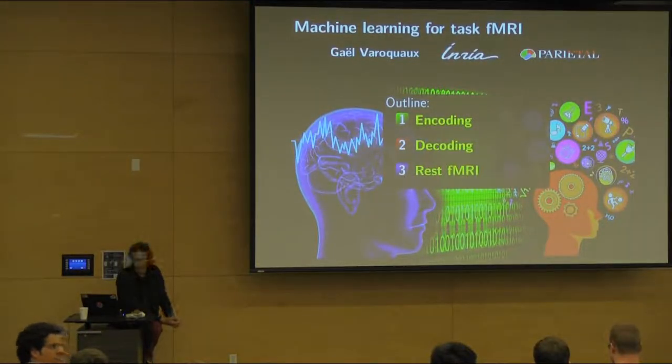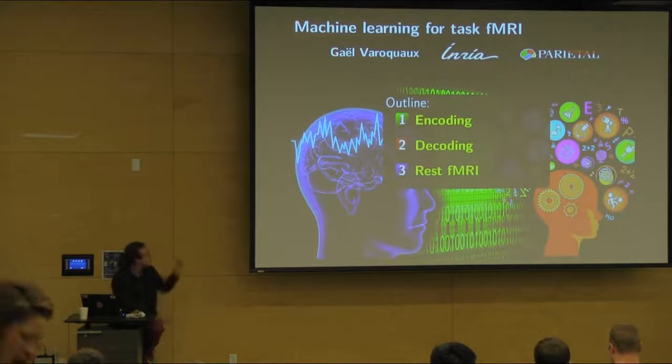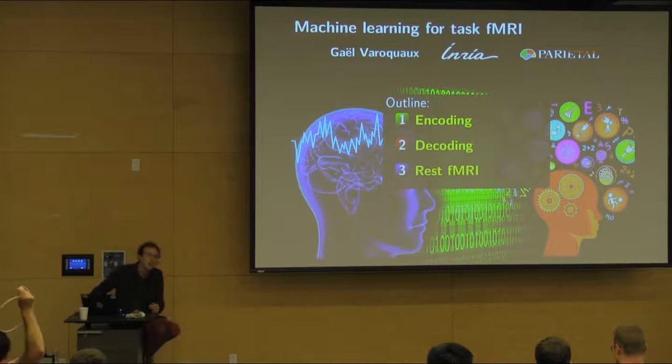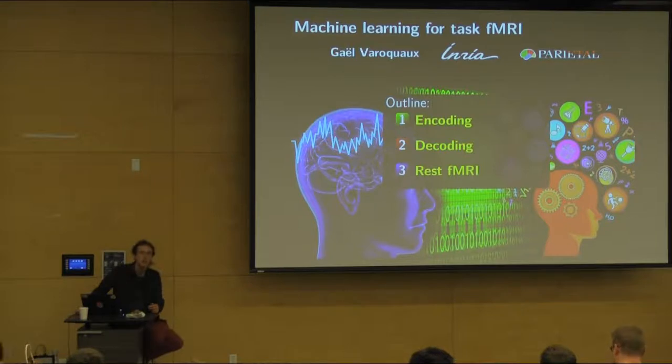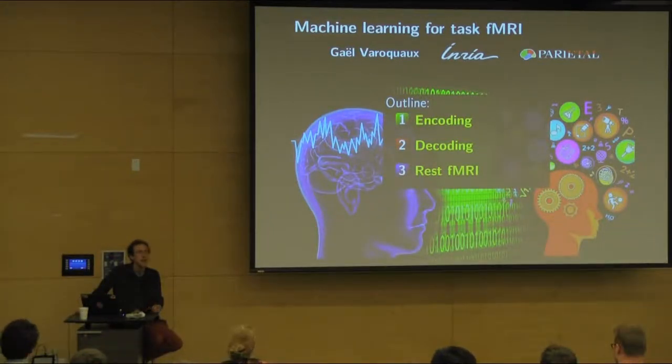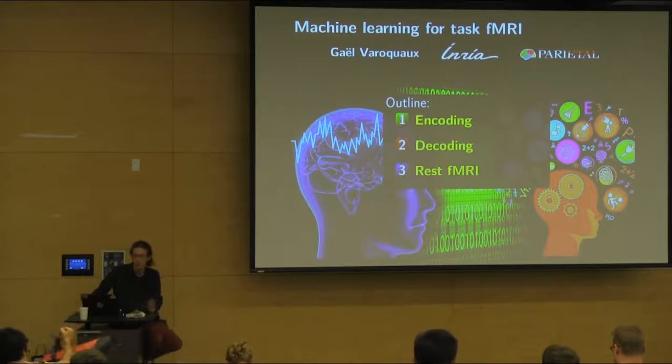So I'd like to talk about machine learning, actually not for task fMRI. I forgot to update my slides. I'd like to talk about machine learning for fMRI. And it's going to be a lot of slides, because I'd like to get concepts through. And we'll do 2 sessions of notebooks. The code is done with Nilearn. If you've never used Nilearn yet, that's a good moment to get started.